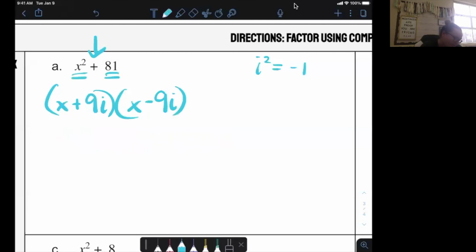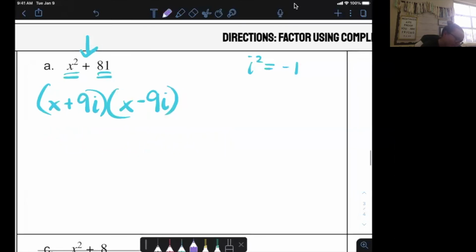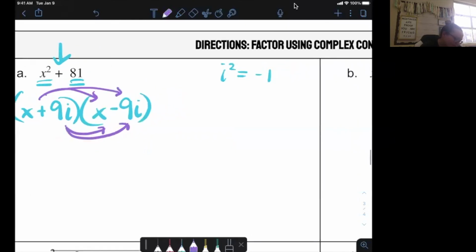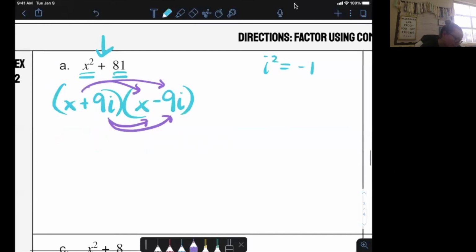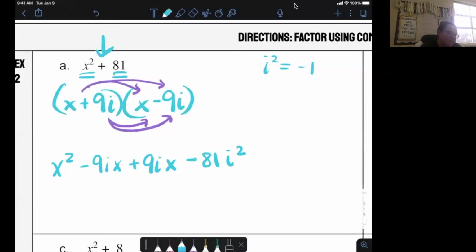So x times x is still, and I'm just distributing all of these things. x times x is x squared. Sorry, x times negative 9i is negative 9ix. Positive 9i times x is positive 9ix. Positive 9i times negative 9i would be negative 81i squared. We'll check out these like terms. Negative 9ix plus 9ix cancels. So I'm left with x squared minus 81i squared.